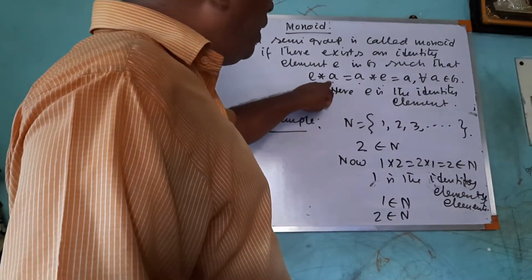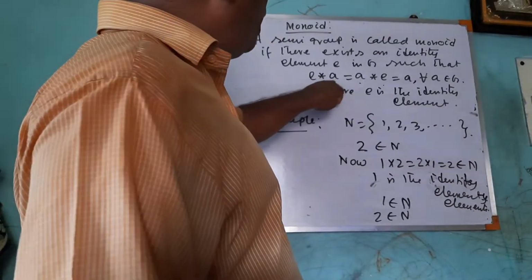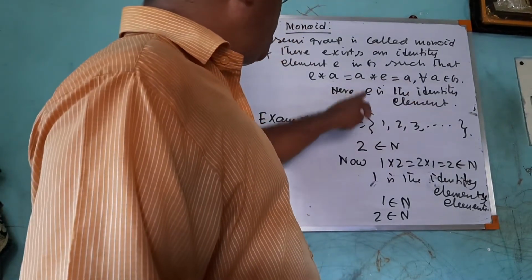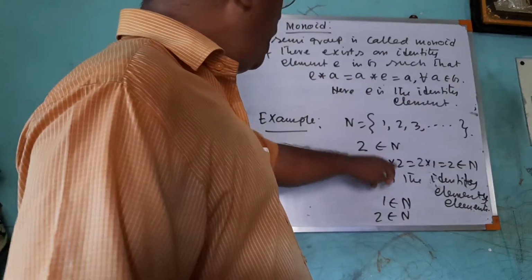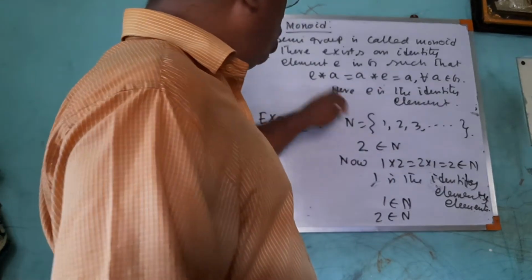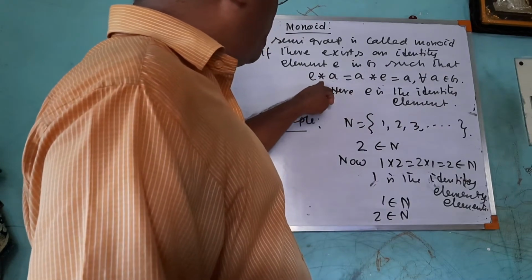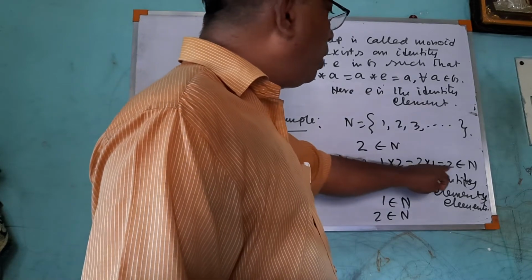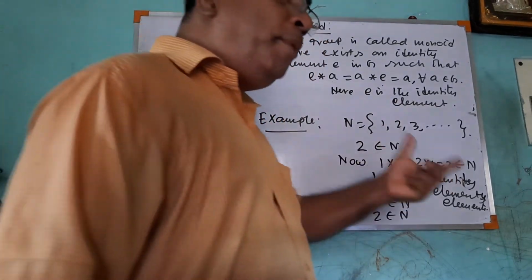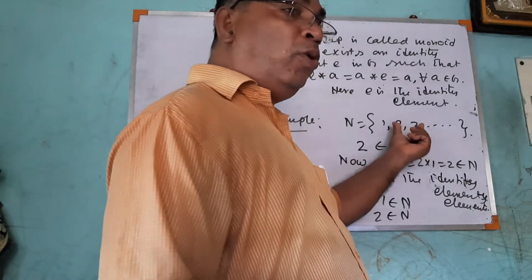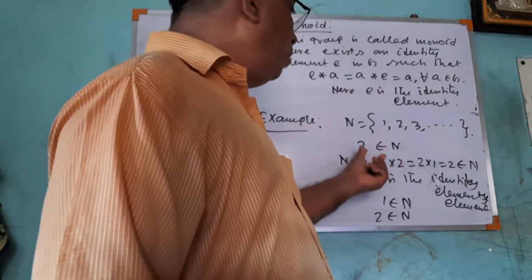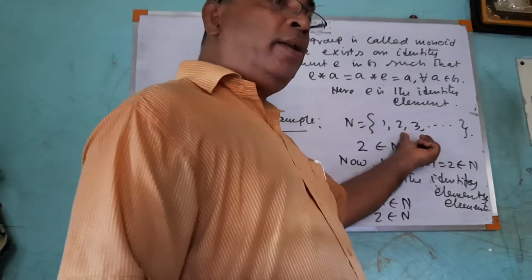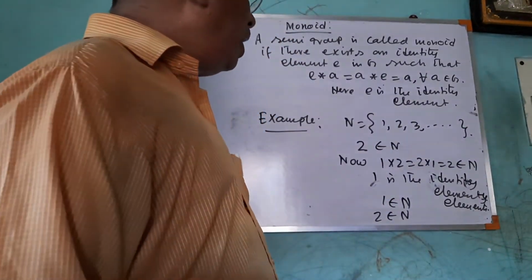Try to understand: E composition A equals A composition E equals A. That means here A equals 2 and E equals 1. Then E into A equals A into E equals A. Can we find any other number? The identity element? No, there is no number which, multiplied with 2, gives 2. There is no such number in N. So we can say 1 is the identity element.